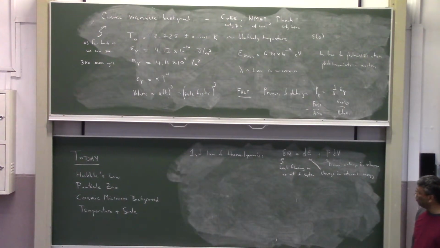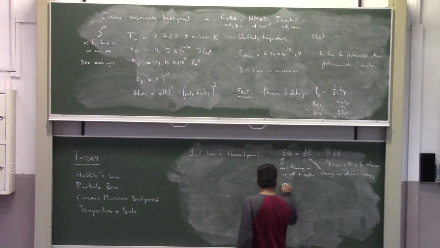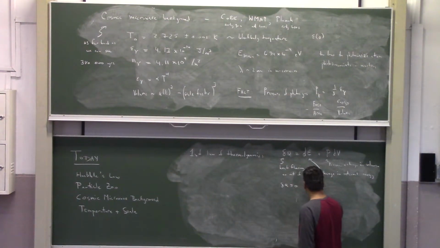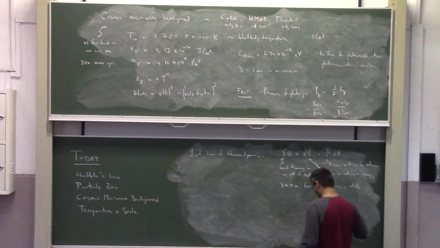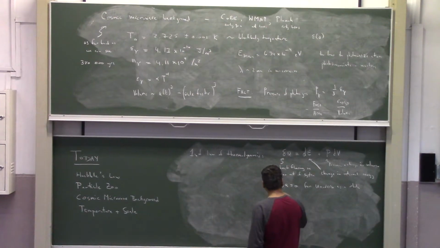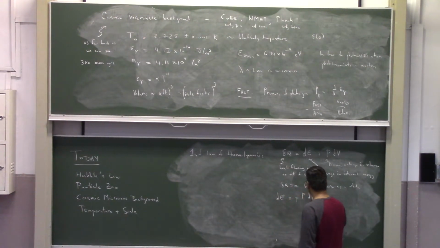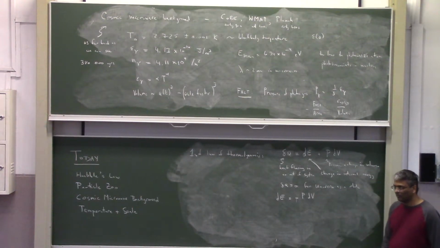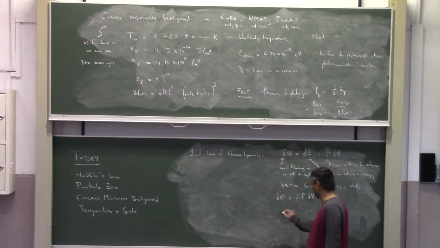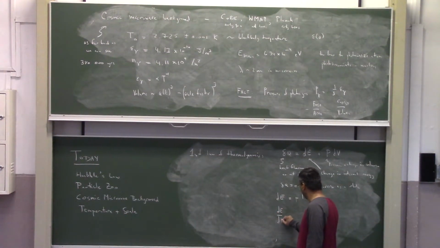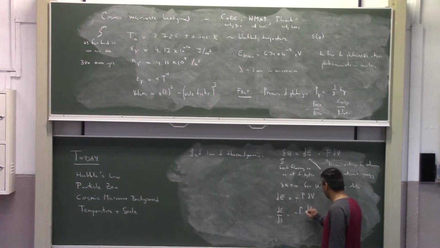Okay, so the system we're studying is the universe as a whole. Because we're studying the universe as a whole, there's no heat flowing in or out of the universe. So dQ is 0 for the universe as a whole. This tells us then that dE is minus P dV. Let's take this equation and divide by dt. So dE/dt is minus P dV/dt.